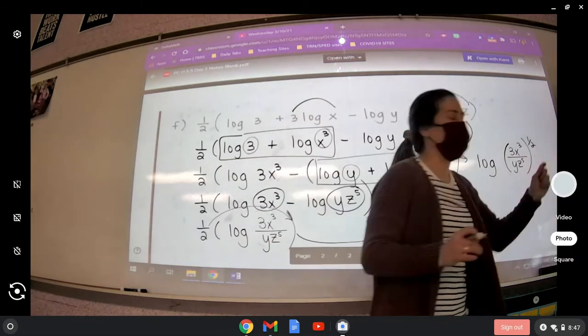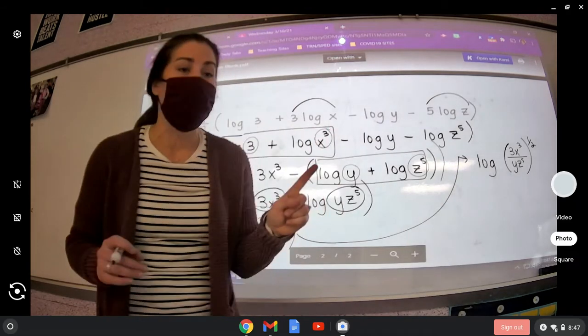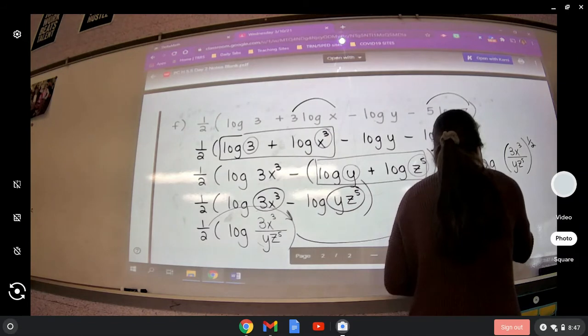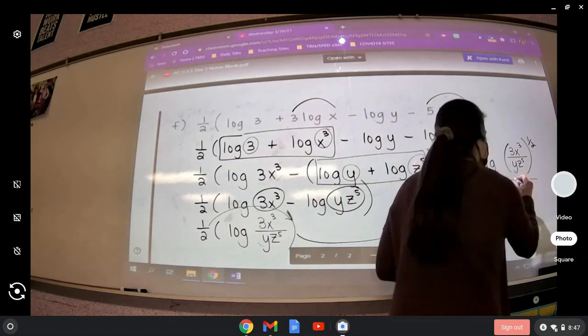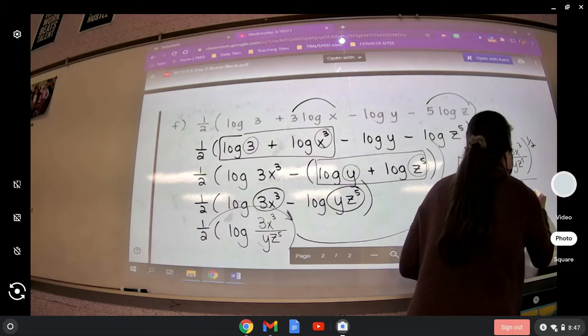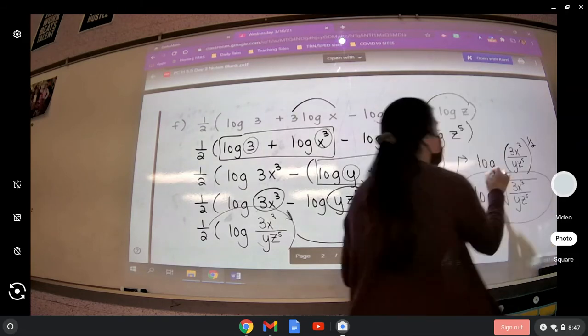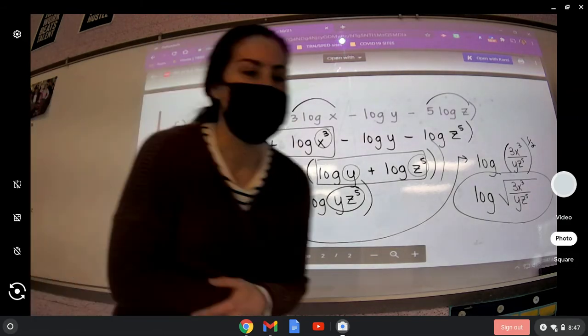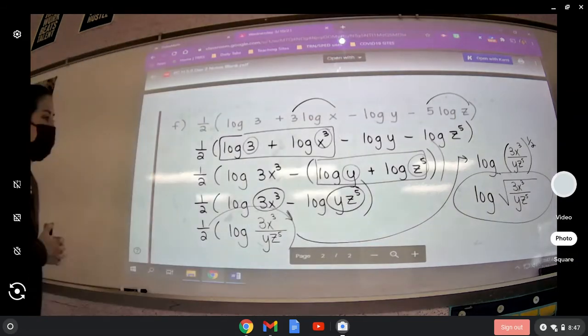And guys, if this is 1/2, it probably didn't start as 1/2. It started as a square root. So it'll be the log of the square root of all of this. And now there's your final answer. Okay.